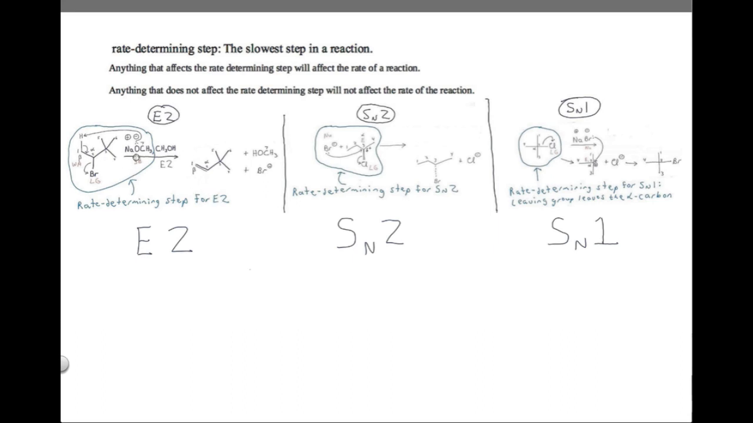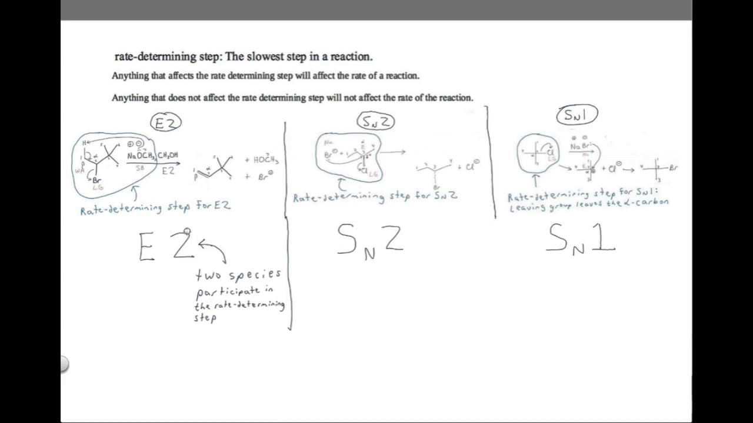So we use the number 2 here because 2 species participate in the rate-determining step for E2: the substrate that includes the alpha carbon and the base. So the 2 species here would be the OCH3- and the substrate that includes the alpha carbon. That's what the number 2 represents in the term E2.